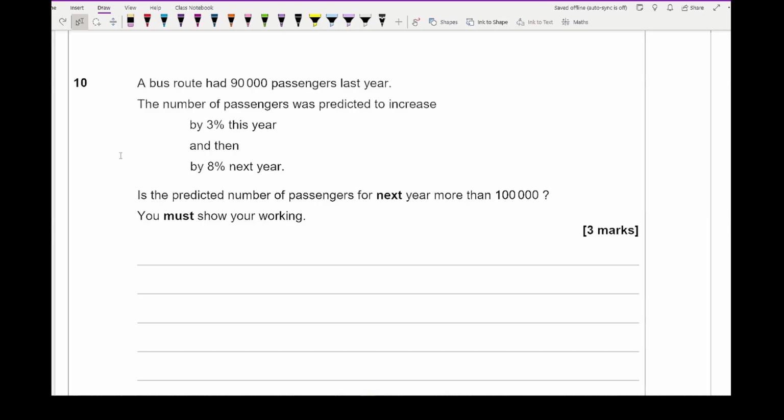Question 10, it says a bus route had 90,000 passengers last year. The number of passengers was predicted to increase by 3% this year and then 8% next year. Is this predicted number of passengers for next year more than 100,000? You must show your working.